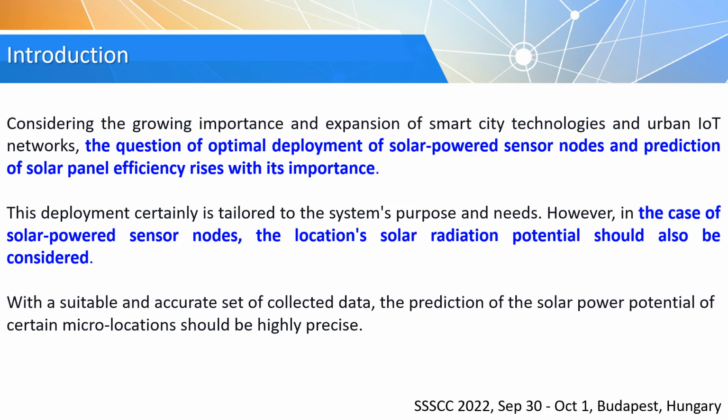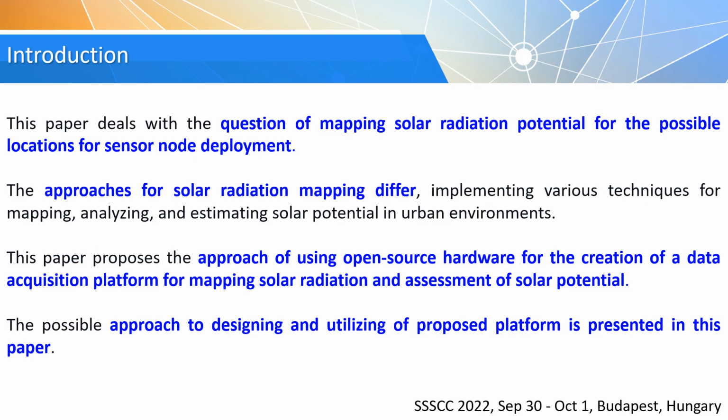With a suitable and accurate set of collected data, the prediction of the solar power potential of a certain micro-location should be highly precise. This paper deals with the question of mapping solar radiation potential for possible locations for sensor nodes deployment. The approaches for solar radiation mapping differ, and various techniques are implemented for mapping, analyzing, and estimating solar potential in urban environments. This paper proposes the approach of using open source hardware for the creation of a data acquisition platform for mapping solar radiation and assessment of solar potential. The possible approach to designing and utilizing the proposed platform is presented in this paper.